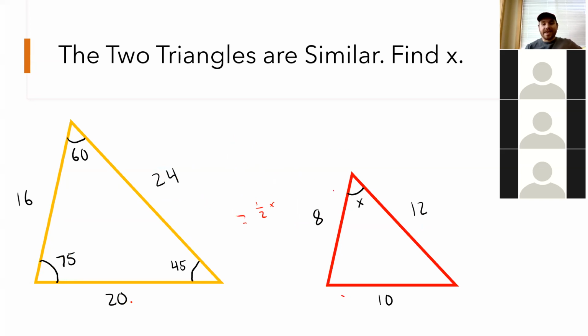However, the angles don't actually change based on the size. If we halved all of the angles, half of 75 would be 37.5, half of 45 would be 22.5, and half of 60 would be 30. These angles would now only add up to 90 degrees, and that doesn't form a triangle. So the angles stay the same, even though the side lengths got half as big. So this one is still going to be 60 degrees, this one is still going to be 75, and this one is still going to be 45. Right? Any questions about that?